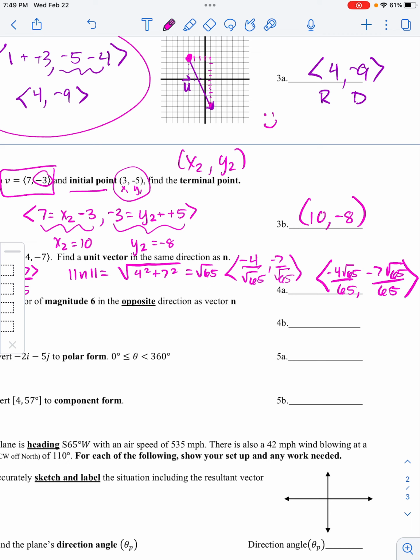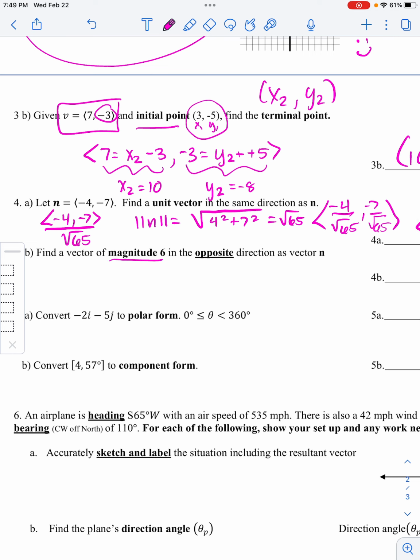Okay, now we're finding a vector of magnitude 6. So instead of being 1 unit long, I want it to be 6 units long. But to go in the opposite direction, I'm basically going to take my unit vector and multiply it by -6. Because if you remember when we talked about having a specific magnitude, you have to shrink the vector down to 1, so it's 1 unit long, and then you multiply it by the number you're trying to get it to be. So if you want it to be 6 long, you multiply it by 6. But if you want it to be 6 long and go the opposite way, now you need a -6.